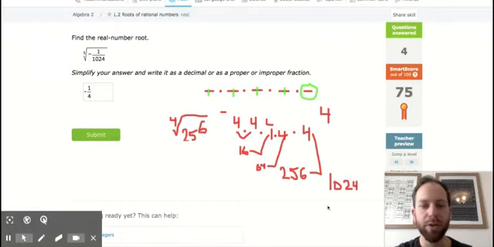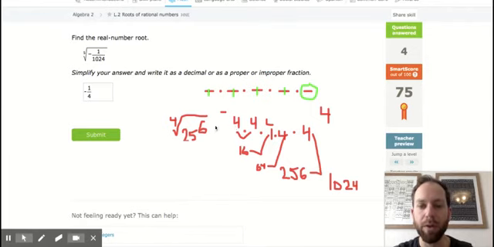Those are some really good numbers to know. If you think about 2 and then keep doubling it, 2, 4, 8, 16, 32, 64, 128, 256, 512, 1024. Up until here, those numbers come up very often because they follow the base 2 exponential pattern.